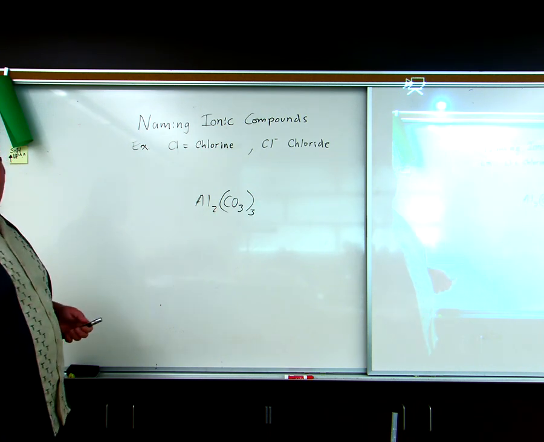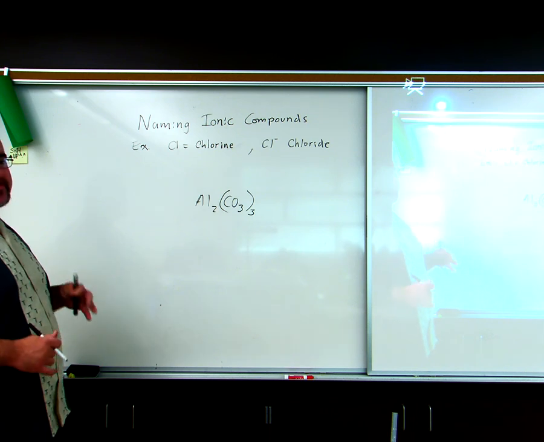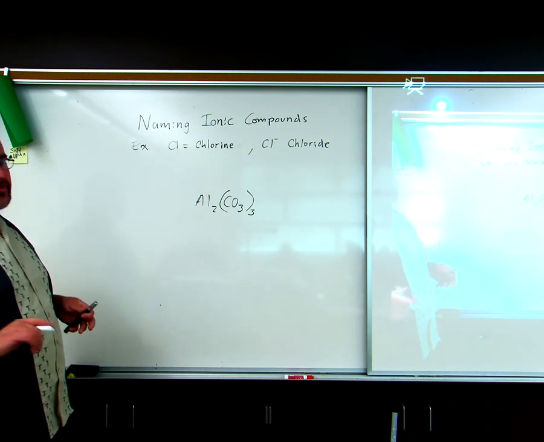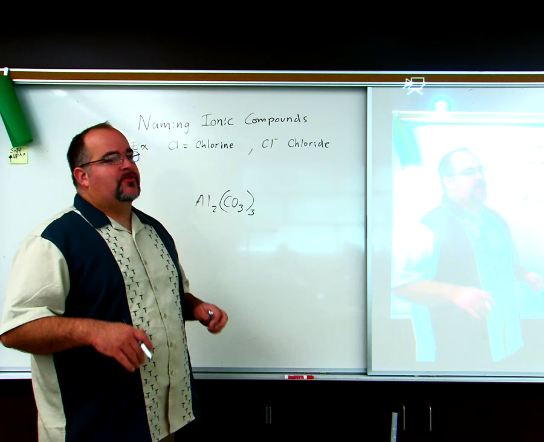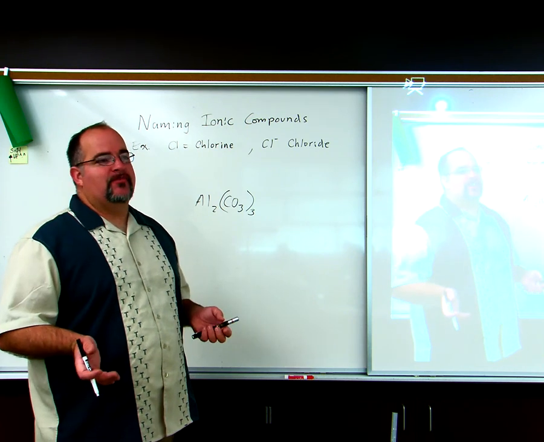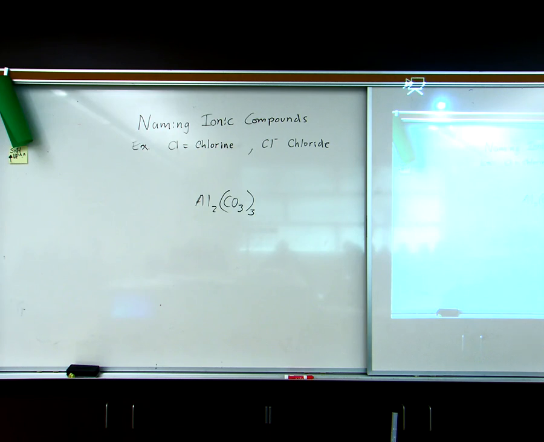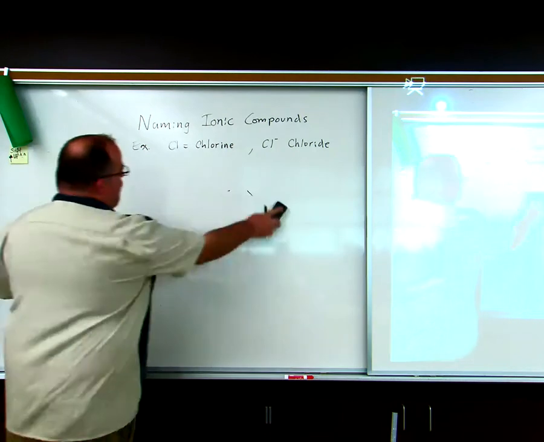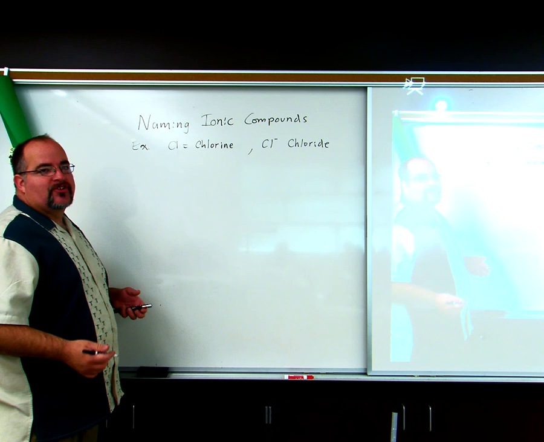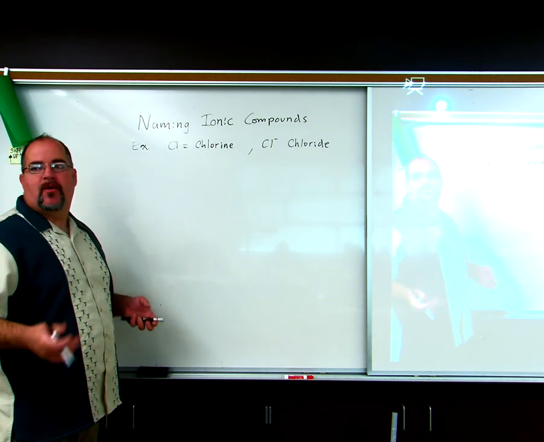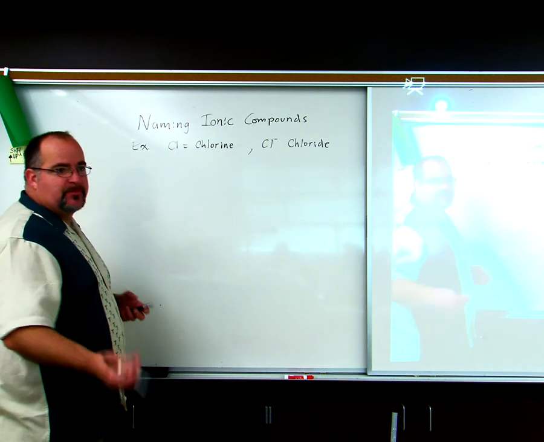Now, the book has a table with those polyatomic ions, so if you need to look them up to finish the worksheet, you can. There's also another thing: the transition metals. You can't use the octet rule on the transition metals. So for all the D block, you have to be told the number of valence electrons to find out what kind of ion it's going to make, because some of these transition metals could have several oxidation states. They can lose 1, 2, or 3 electrons and still be stable.